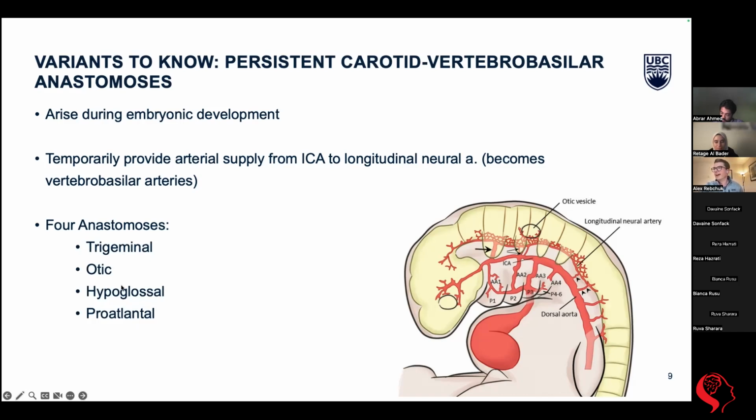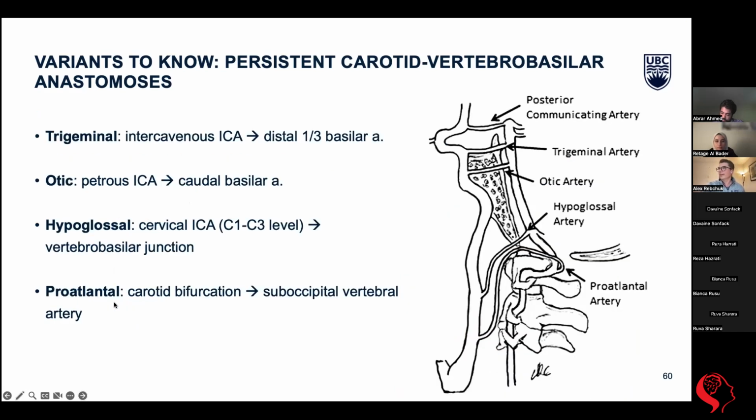But there are 4 persistent carotid-vertebrobasilar anastomoses that you should know, or at least have heard of. So now you can't claim ignorance that you never even heard of these. So again, trigeminal, otic, hypoglossal, proatlantal. They're named for where they are.